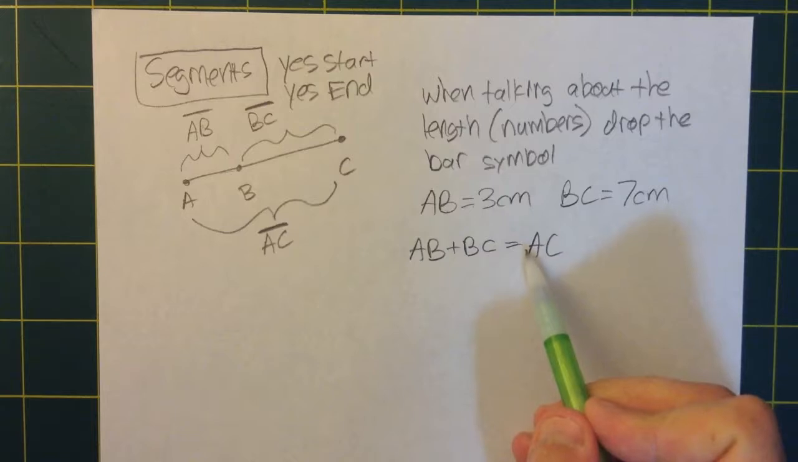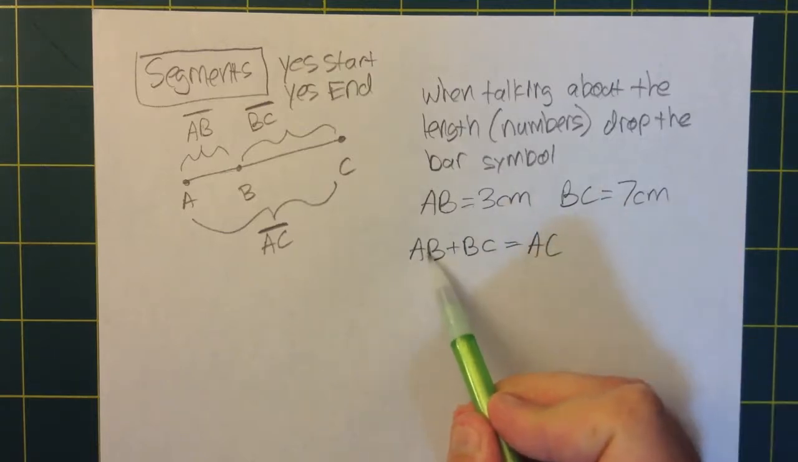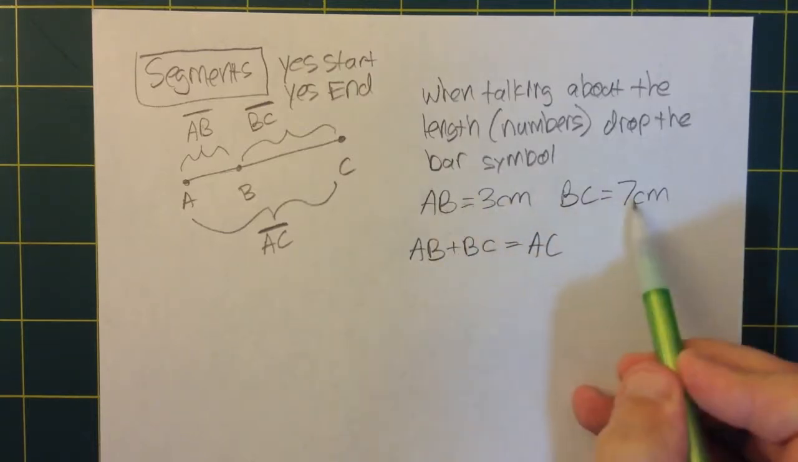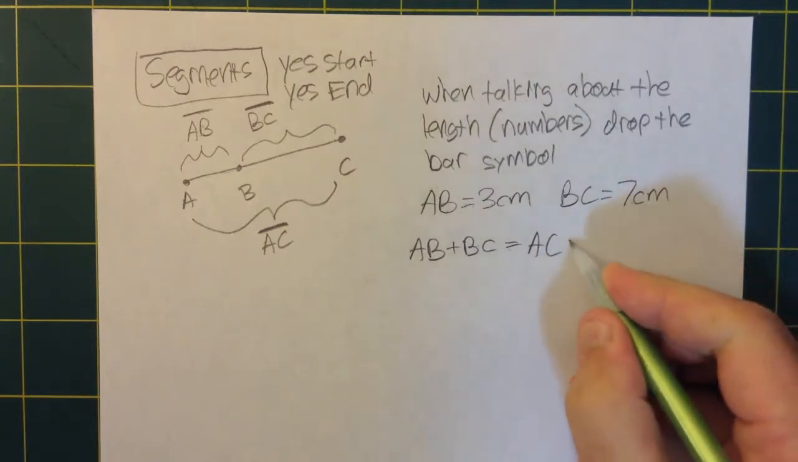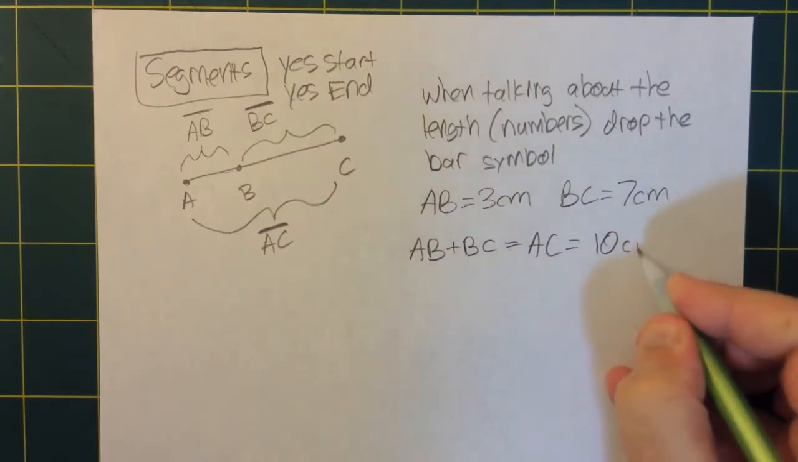And this is an equation. Numbers would go here. 3 is what I know AB is. 7 is what I know BC is. You add those together, you get AC, and so AC must be 10 centimeters.